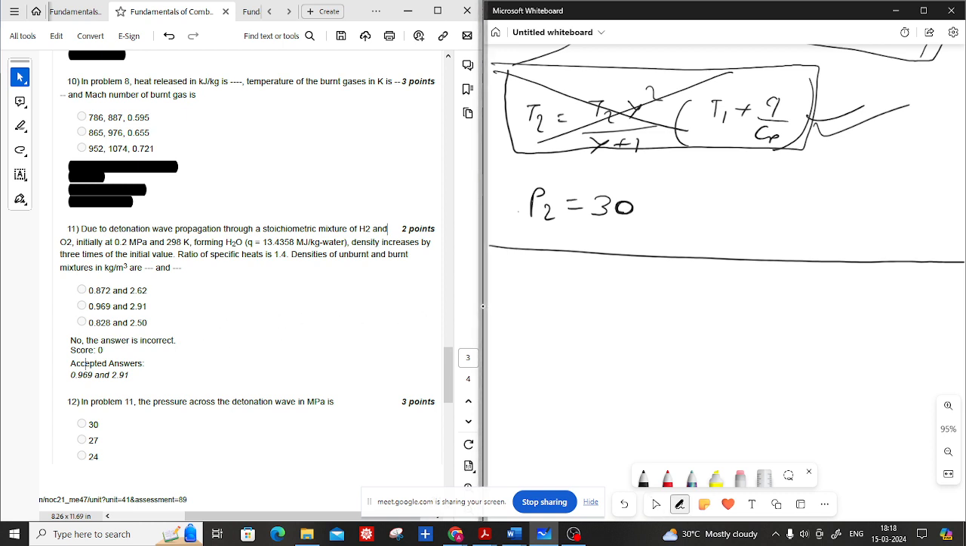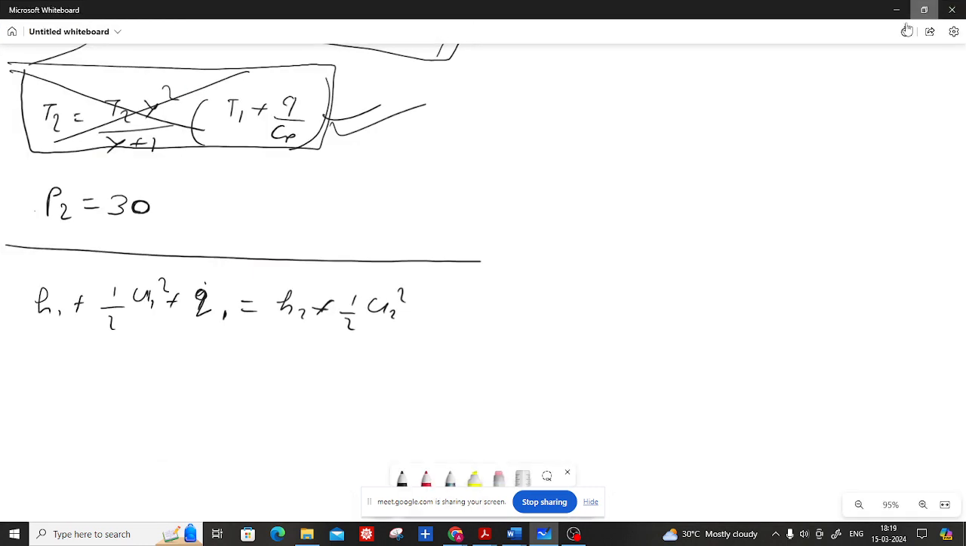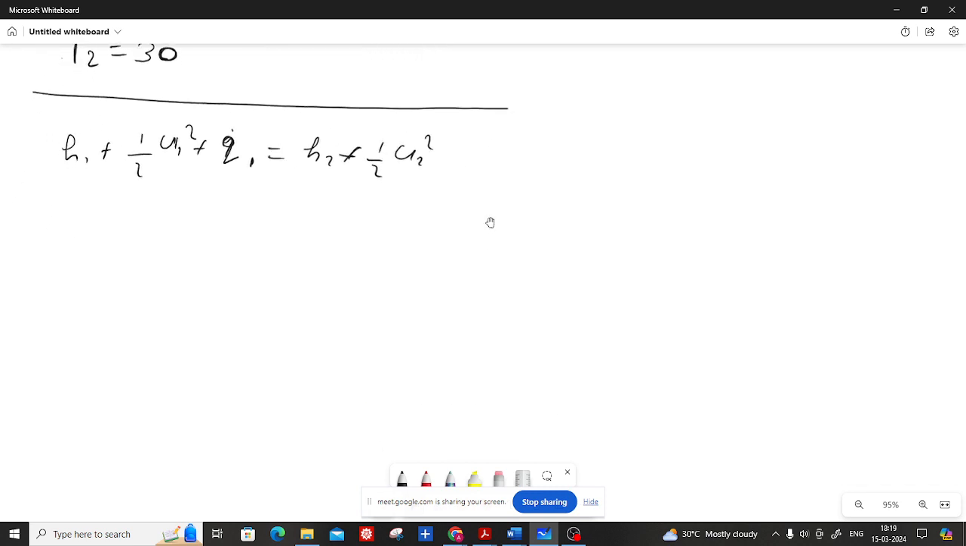There is energy conservation, so you can use that: H1 plus 1 by 2 into U1 square plus Q, heat added to the system, is equal to H2 plus 1 by 2 into U2 square. That's it. There is no heat rejection from the system, so you can consider Q2 is equal to 0. So we know Q1. Just give me a minute.